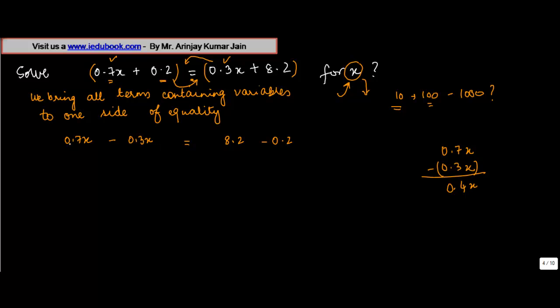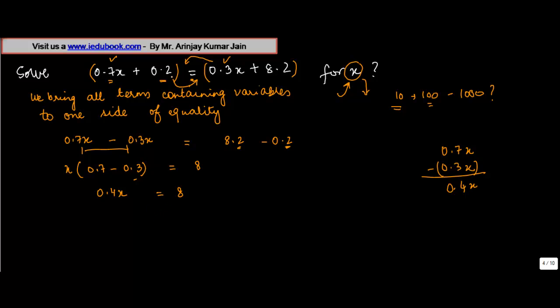Why will x remain as it is? Because we can always write this expression as x times 0.7 minus 0.3. We've taken x as common, and then this is equal to 8.2 minus 0.2. So this 0.2 will go away, and we'll be left with 8. Or we say that 0.4x is equal to 8.